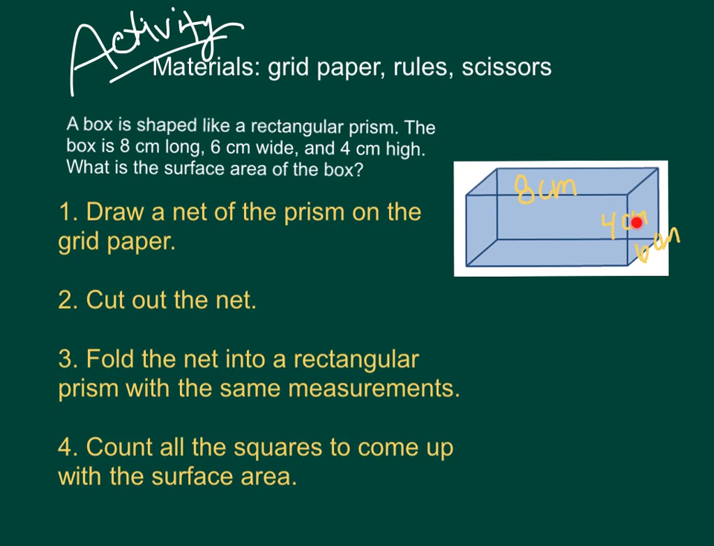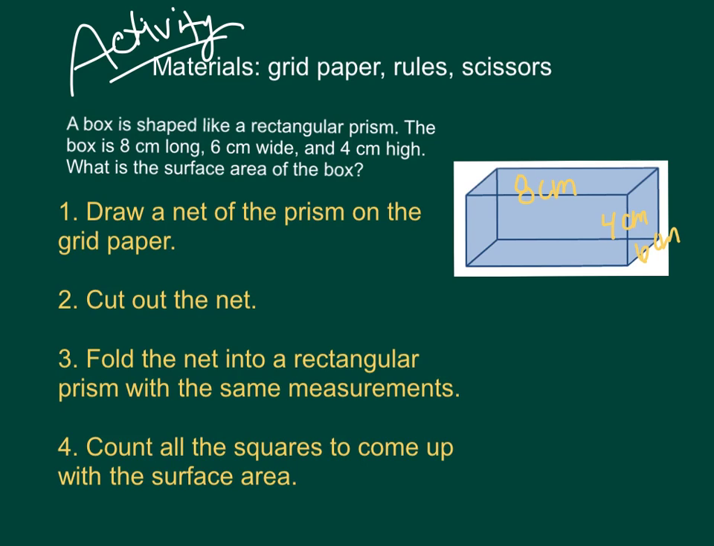Here's a sketch of the box. It's a rectangular prism. Now look in your notes from yesterday to figure out how to draw a net of a rectangular prism. So draw a net of the prism on the grid paper. Now you need it to be 8 centimeters long, 6 centimeters wide, and 4 centimeters high. Use the little squares to count the 8 and so on. Then cut out the net. Then you're going to fold the net into a rectangular prism with the same measurements, meaning you matched them up.